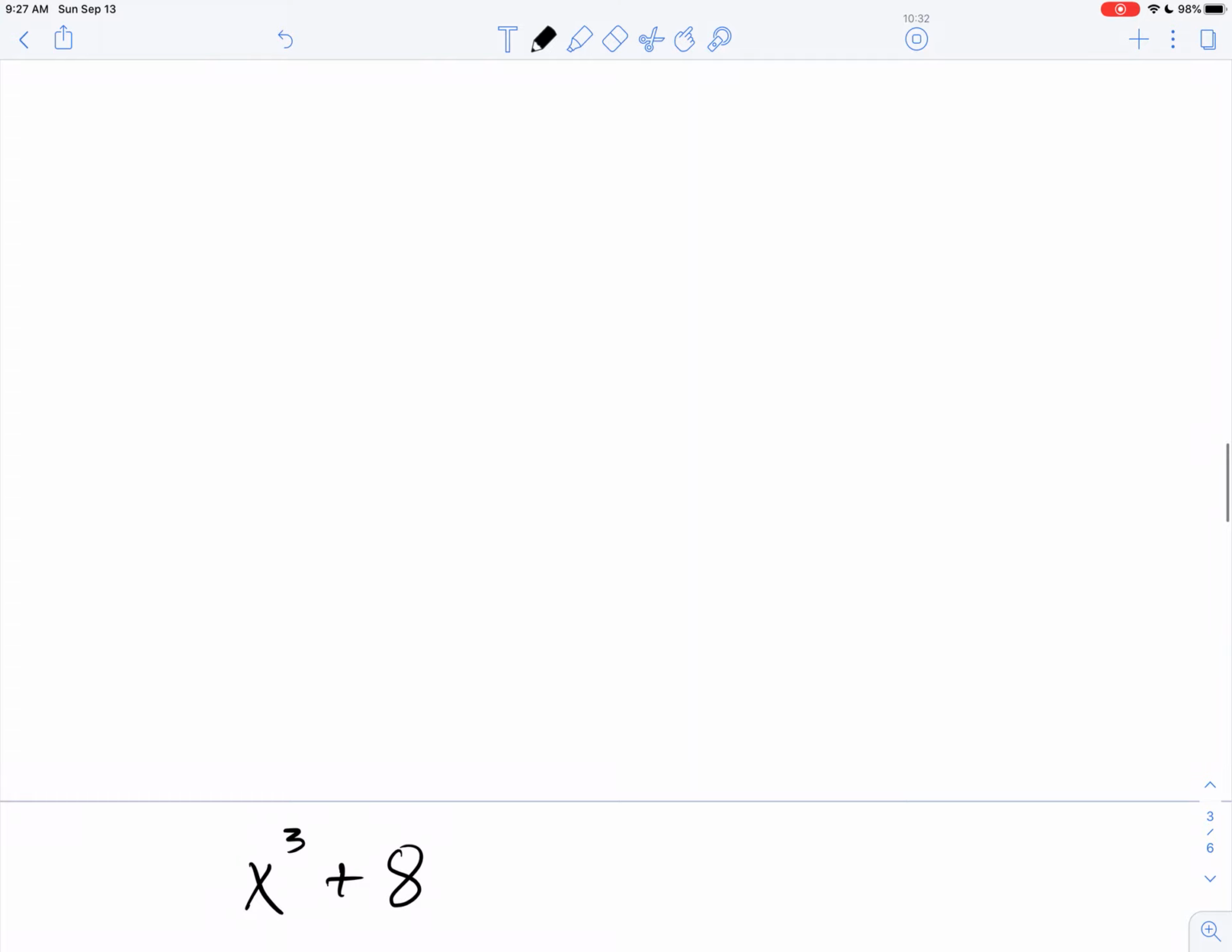Right here. X cubed plus 8. How do you break that up? And don't think, well, there is no way to do that because that's a sum. This is not squares. These are cubes. So we can do the difference of cubes, and we do have a formula for the sum of cubes. You can do this stuff. So, here's how this works, guys.